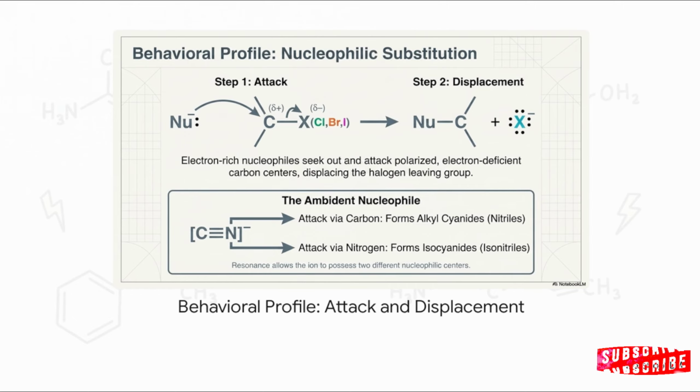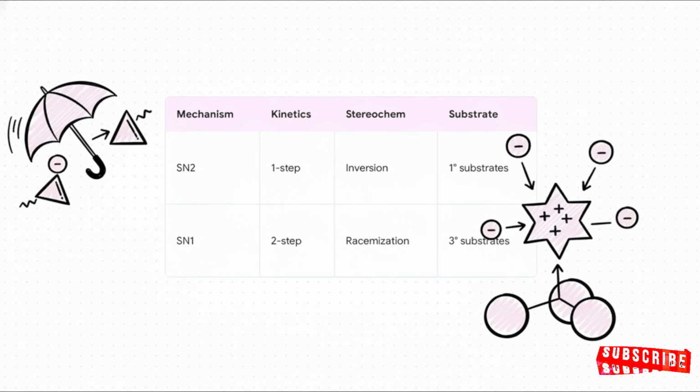Because of resonance, cyanide can attack via the carbon to form alkyl cyanides, also known as nitriles, or it can attack via the nitrogen to form isocyanides. Tricky, right? Keep an eye out for that. Now this table right here, absolute gold mine. It perfectly contrasts the two main substitution pathways, SN2 and SN1.